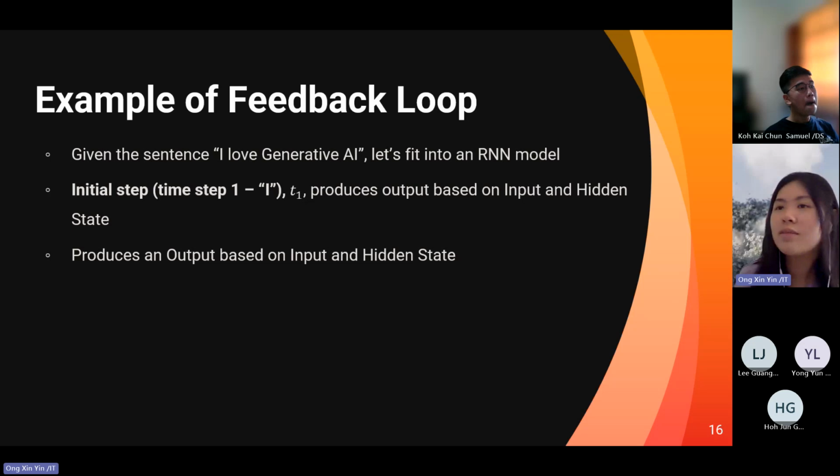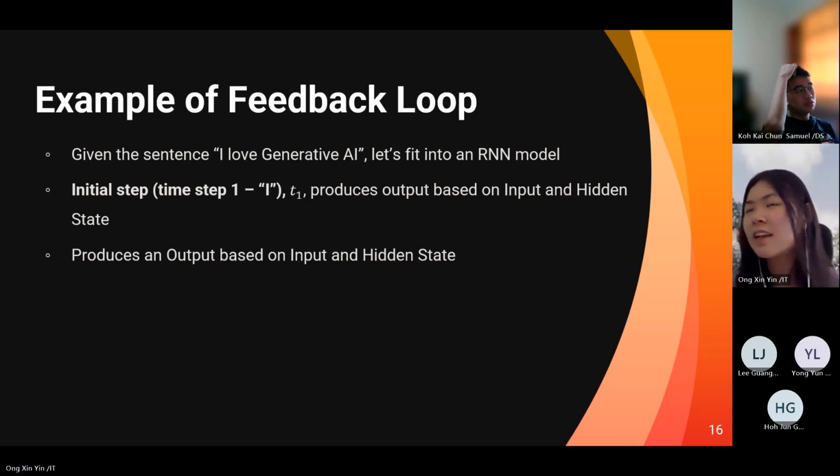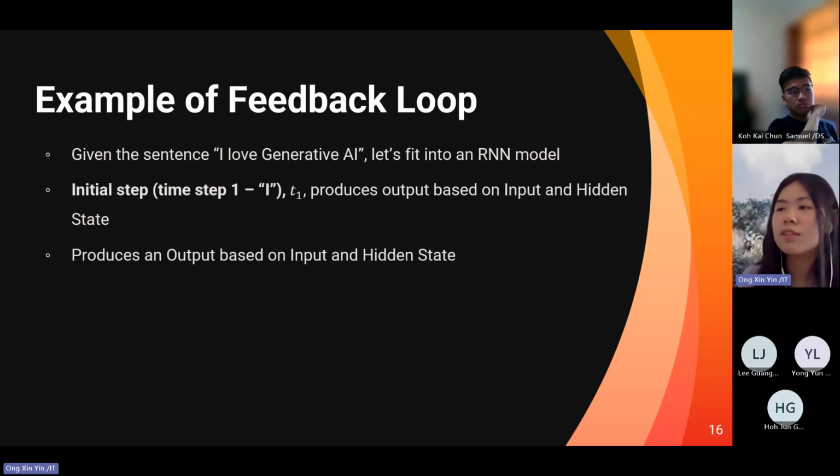Okay, so now we'll be going through an example of a feedback loop. We are given the sentence, "I love generative AI," and we will now feed that into a recurrent neural network model. The first step is to assign time step 1 to the word "I," since that's the first word, and it will produce an output based on the input and hidden state. The input is "I," and the hidden state for now is nothing. Based on this, it will try to produce an output, which is the predicted word after "I," and also a new hidden state, which is updated with the word "I."